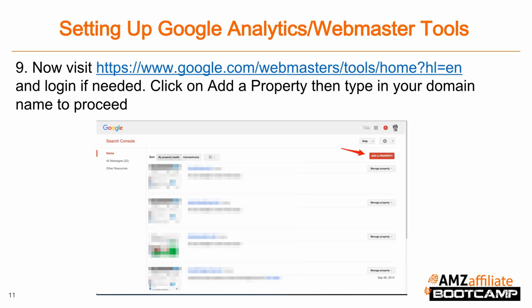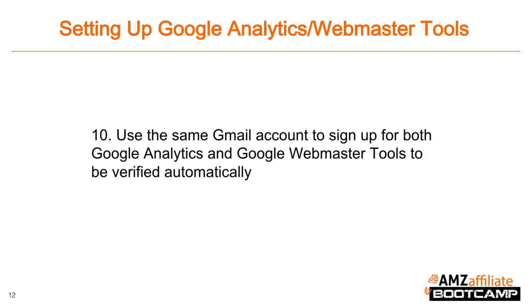Now let's set up Google Webmaster Tools. First, you're going to visit google.com/webmasters/tools/home and log in if needed, and click on Add a Property and then type in your domain to proceed. You'll see that you're automatically verified as the owner of the domain if you use the same Gmail account to sign up for both Google Analytics and Google Webmaster Tools.